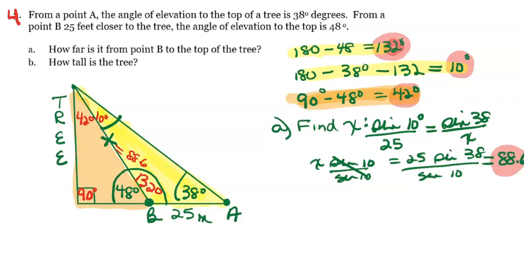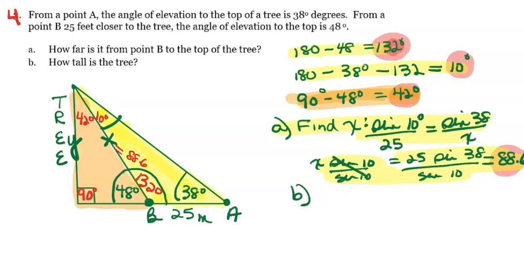Okay, next thing. How tall is the tree? So they want us to figure out how tall the tree is. So let's make that y, okay? The tree is y. Okay, the tree is in the orange triangle. Okay, so I should say this problem A was all in the yellow triangle, and that's why I had to use law of sines, because it was not a right triangle. Now I'm back in the orange triangle, so I can use Sohcahtoa.